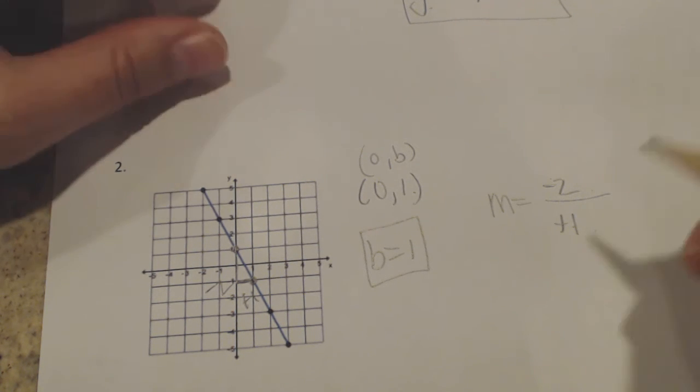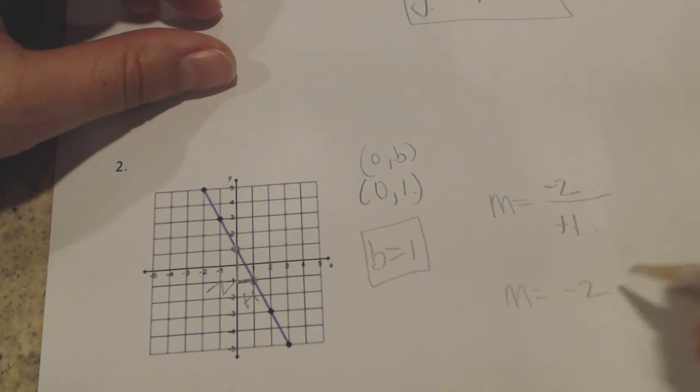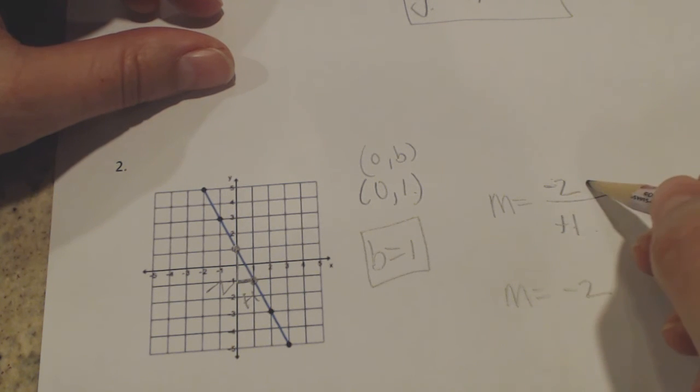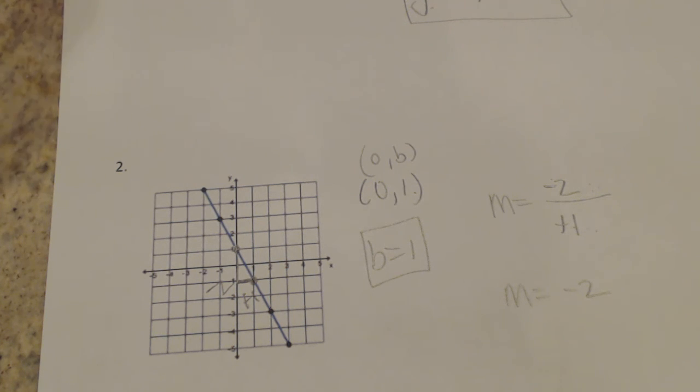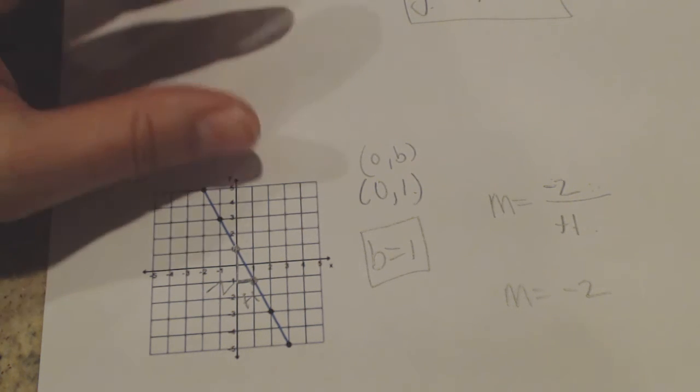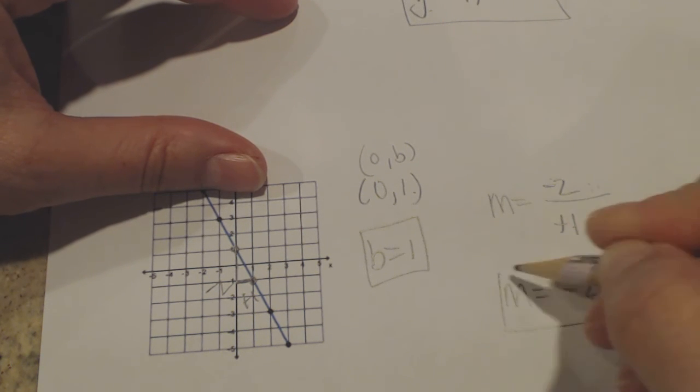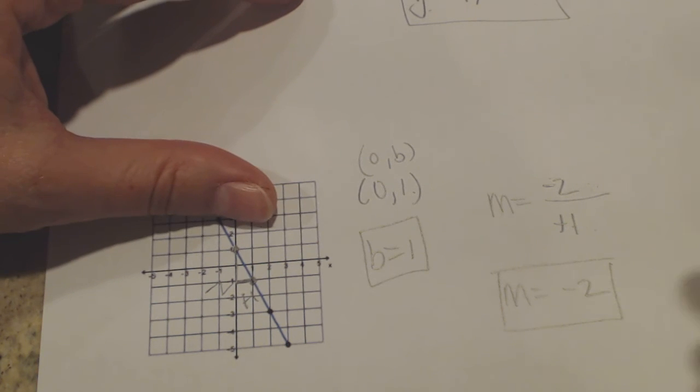You can leave it like that. Again, I would reduce it to -2. Now, some of you might be thinking, what happens if you can't reduce it? Then you leave it as a fraction. So any fraction, if it cannot be reduced, you leave it. That's it. You're done. You don't need to do anything extra except substitute m and b into your equation.